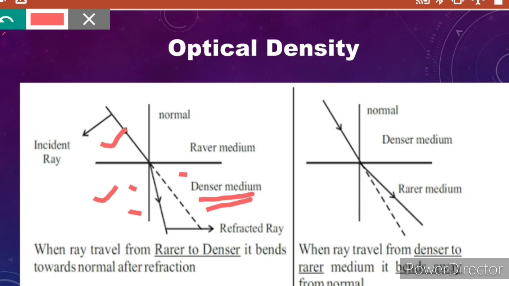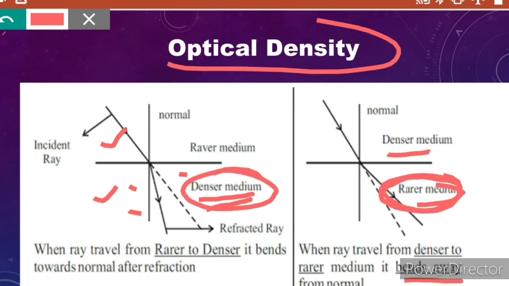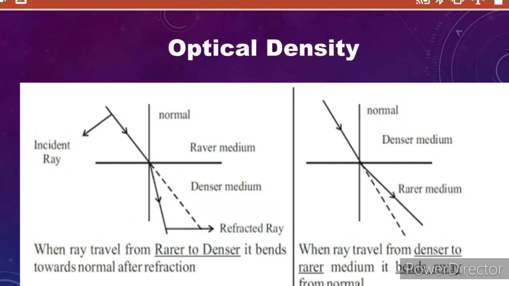And next, when a light ray is traveling from a denser medium to a rarer medium, in the rarer medium there are fewer particles and fewer obstacles, so the light ray will go away from the normal. Of course, if there is no medium and no boundary, the light ray will follow the dotted line. But here there are two different media, so the light ray will bend away from the normal. Why is this happening? Because of the density of the medium, and this is called optical density. Hope you understand this.